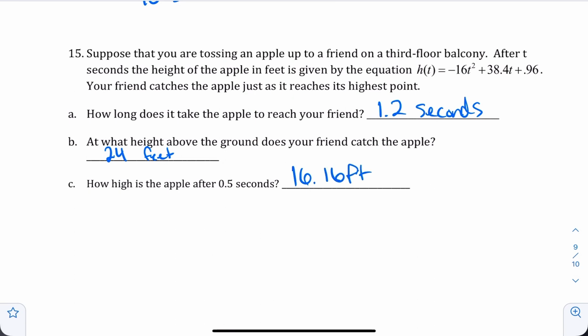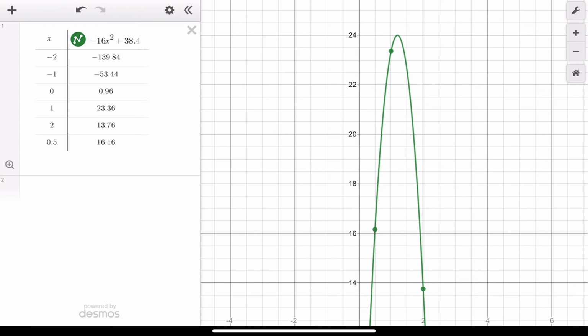Again, I got that by taking my equation, making it a table, and plugging in the very specific value that I asked for. Thank you for coming to my TED Talk.